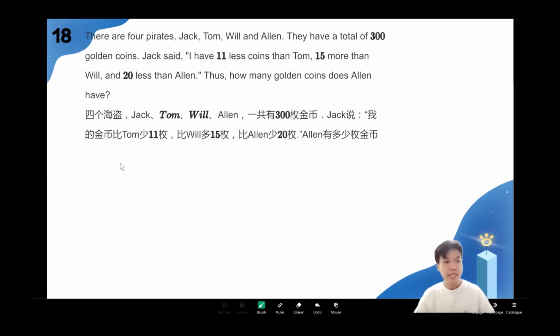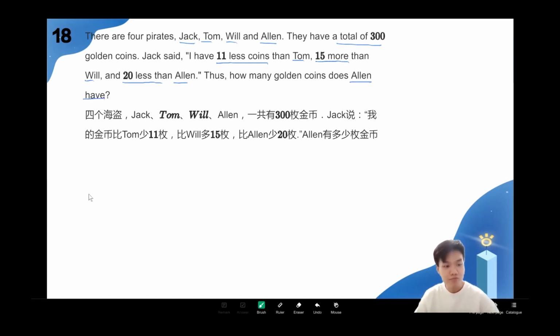Question 18. There are 4 pirates, Jack, Tom, Will, and Alan. They have a total of 300 golden coins. Jack said, I have 11 less coins than Tom, 15 more than Will, 20 less than Alan. Thus, how many golden coins does Alan have?